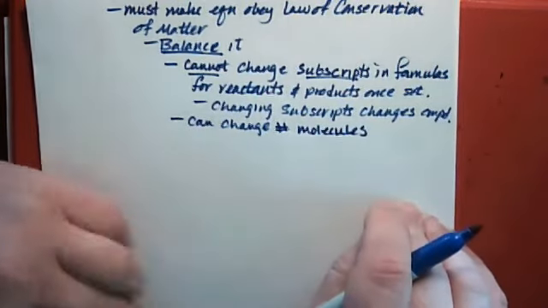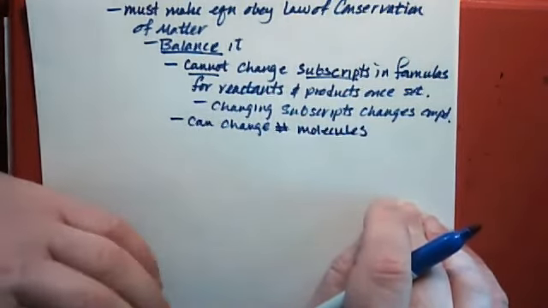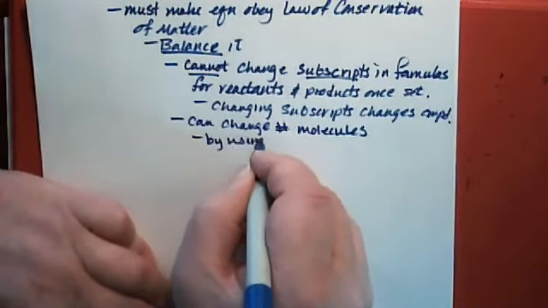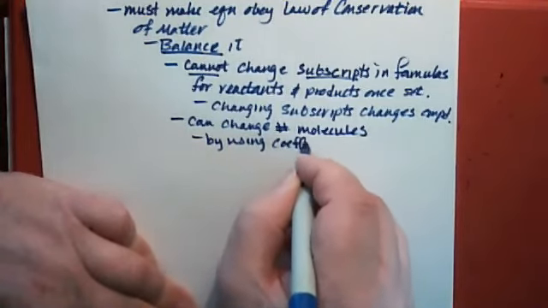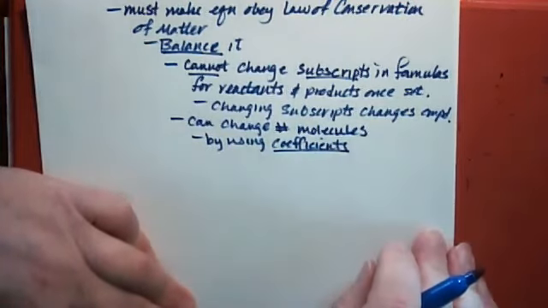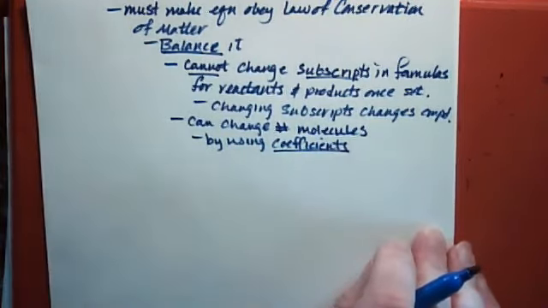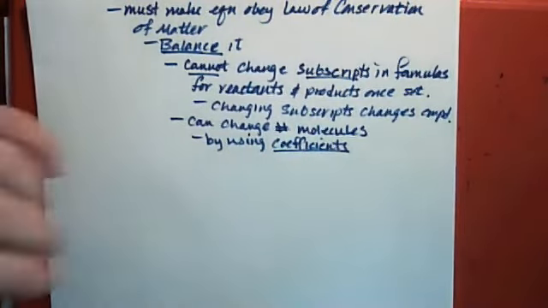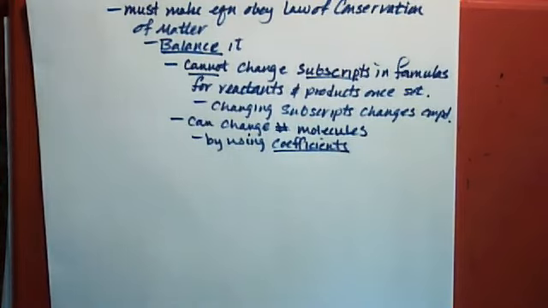But what you can do is change the number of molecules of a reactant or a product. And you do that by using coefficients. That is, large numbers before the formula for one or another of the compounds present. And that changes the number of molecules. And if you change the number of molecules, then of course you change the number of atoms of the elements within the compound.